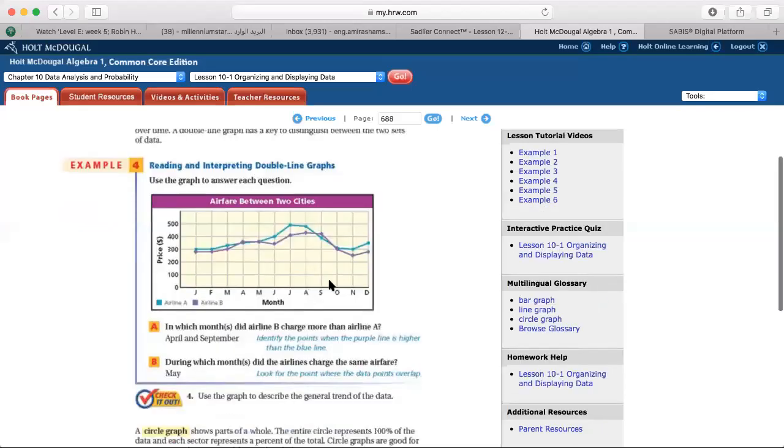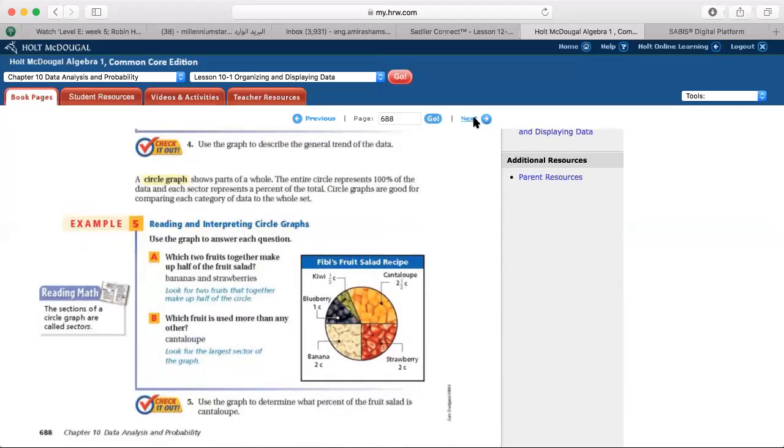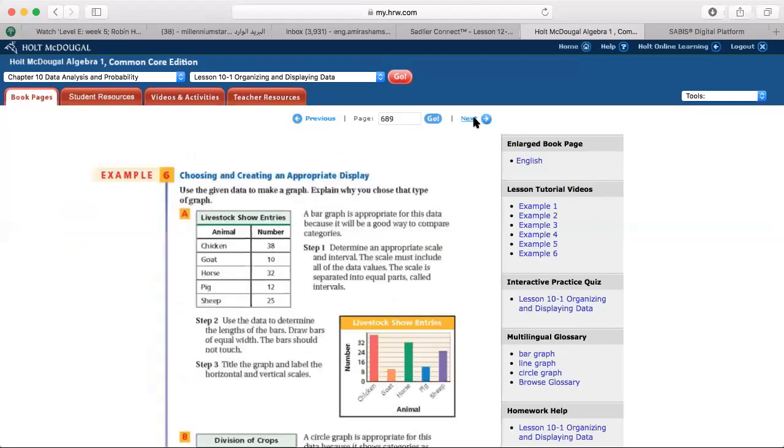Okay, girls, so back to our book. Next page, please. The next part is choosing and creating an appropriate display.